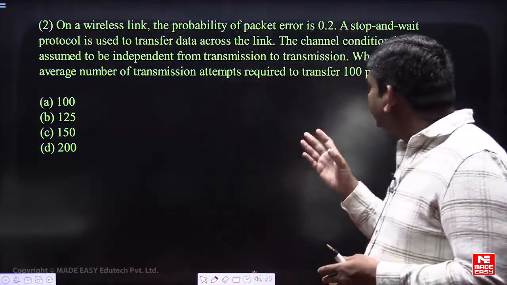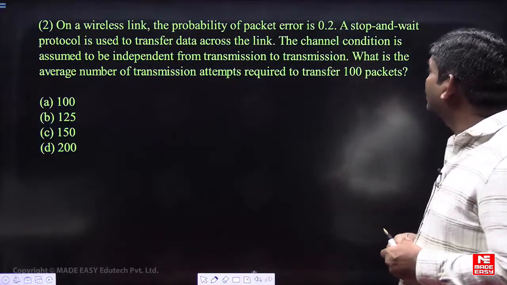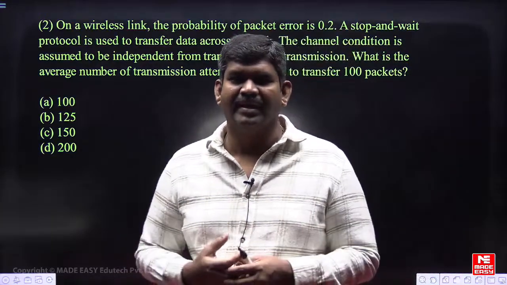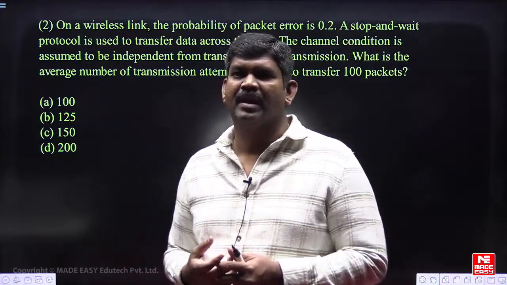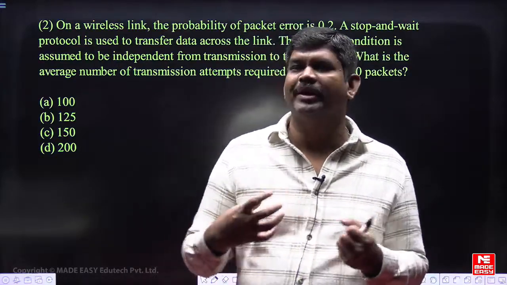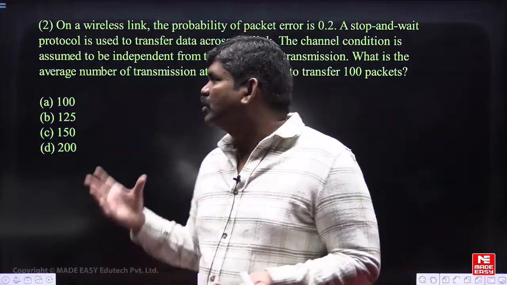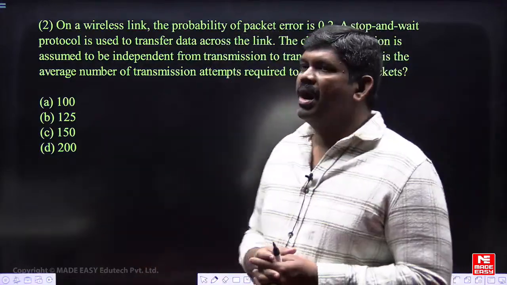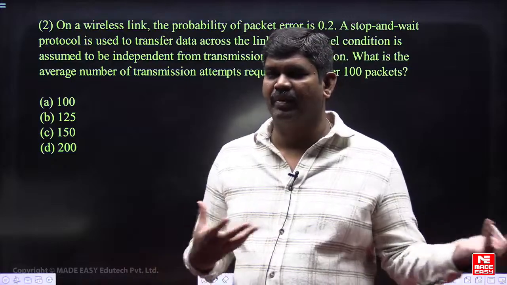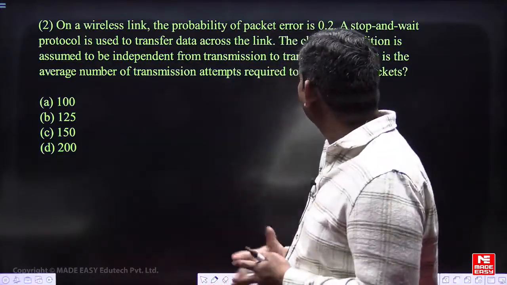See, the probability of packet error is 0.2. That means the loss of that signal or data is 0.2. Or we can say the success rate of that signal or data reaching the receiver is 0.8, because the total probability is 1. So when they have mentioned that the error probability is 0.2, the probability of safely receiving is 0.8. That is the further meaning of that question.